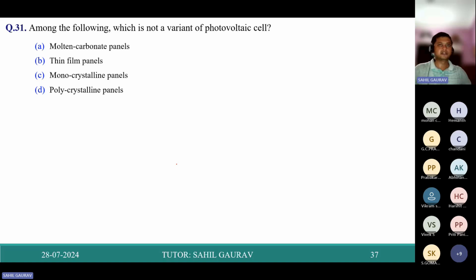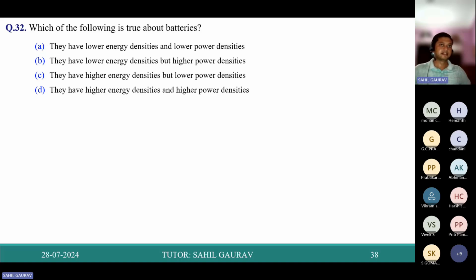Now the next question: among the following, which is not a variant of photovoltaic cells? These are the variants of photovoltaic cell: thin film panels, monocrystalline panels, polycrystalline panels. And this is not a variant of photovoltaic cell: molten carbonate panels.